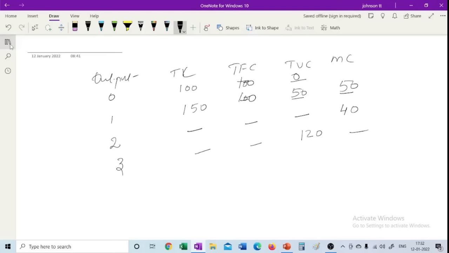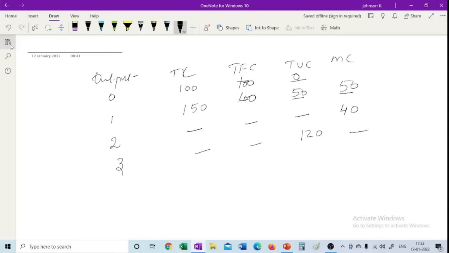Then for the second unit of output, you have only one value given, that is marginal cost is 40. For the previous case, that is when output is 1 unit, the total cost is 150.